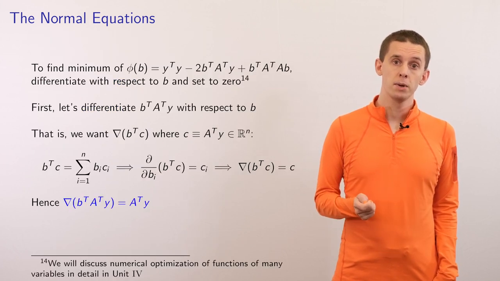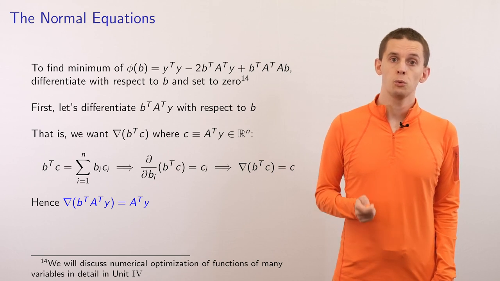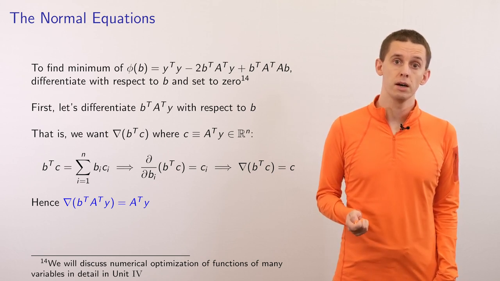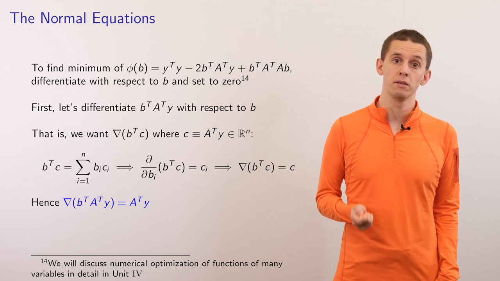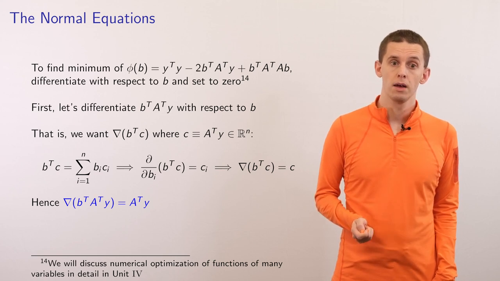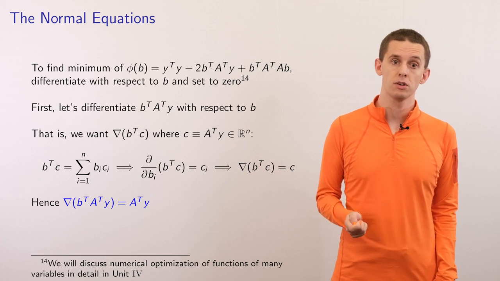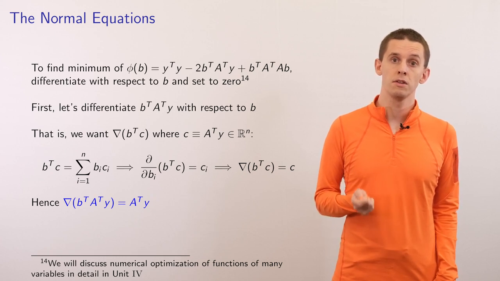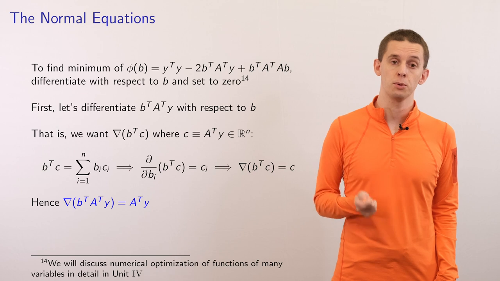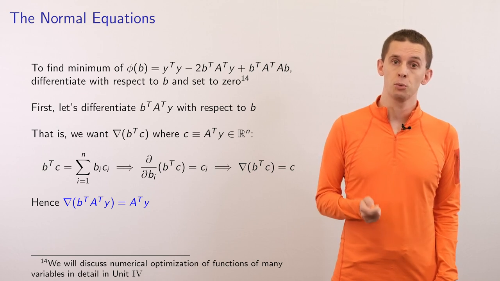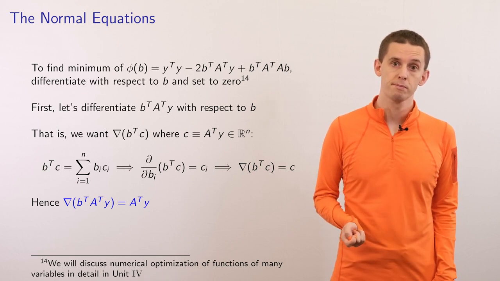So to find the minimum of phi, we'll differentiate it with respect to b, and then we'll search for a point where the derivative vanishes. And we've got two terms to look at here, and we'll consider them in sequence. First we'll look at the term b transpose A transpose y, and we'll differentiate this with respect to b.